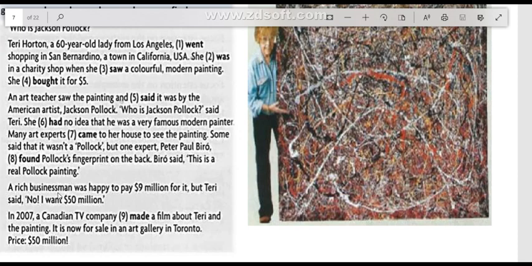A rich businessman was happy to pay $9 million for it. But Terry said, no, I want $50 million. In 2007, a Canadian TV company made a film about Terry and the painting. It is now for sale in an art gallery in Toronto. Price: $50 million.